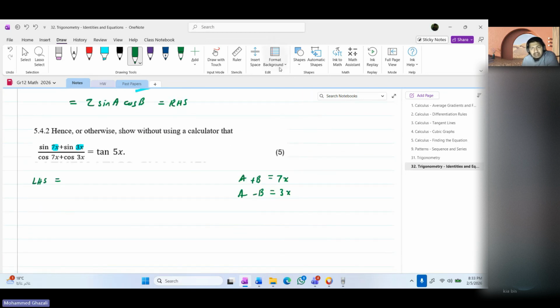Okay, so I need to solve for A. So I'm going to get 2A is equal to 10x, so A is equal to 5x. So if A is 5x, what is B? B is equal to 2x. So now break up the 7x as sine of 5x plus 2x, and break the 3x up as A minus B, sine of 5x minus 2x.